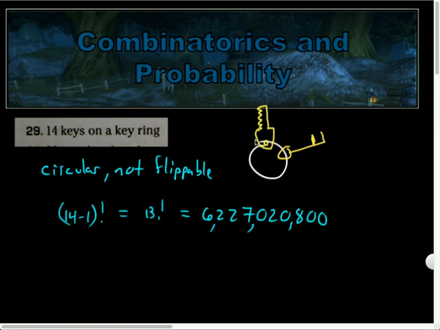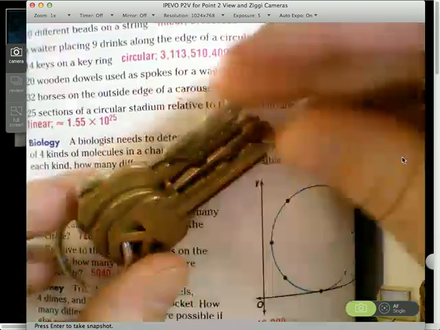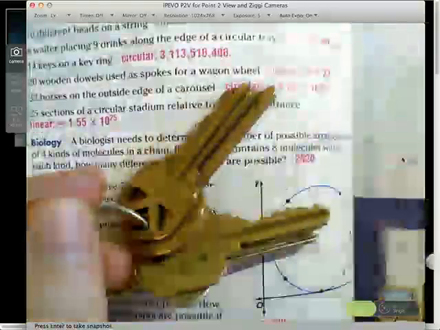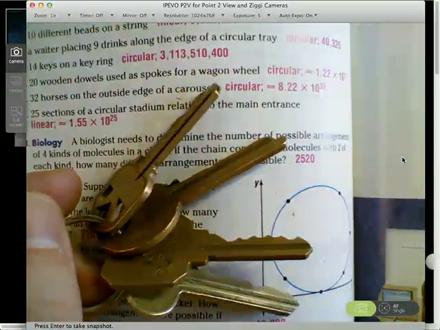So I got it right, and I have the same. The book has 3,113,510, so the book's answer would have been this over 2, meaning the book interpreted this as being flippable. But I would argue that the teeth on your keys aren't going to be facing the same way. Here, for example, here's my keys on my key ring. If I have it this way, all the teeth are pointing up. I flip it over, those teeth are pointing down, right? So I would argue that that's not a flippable situation.